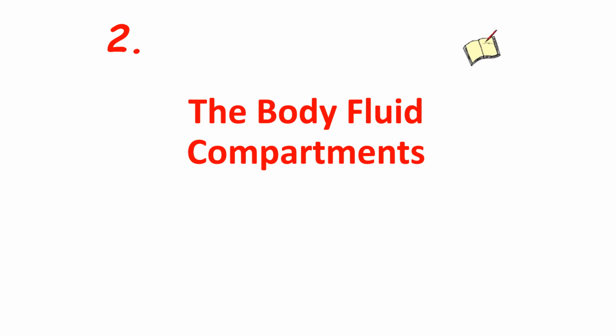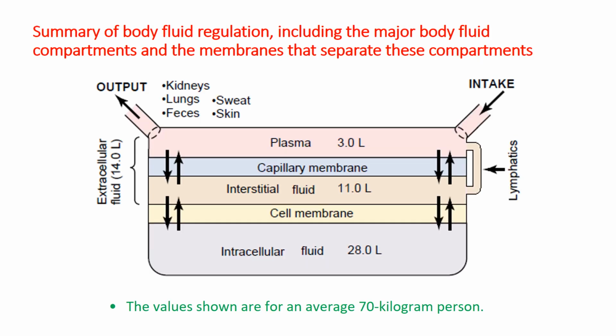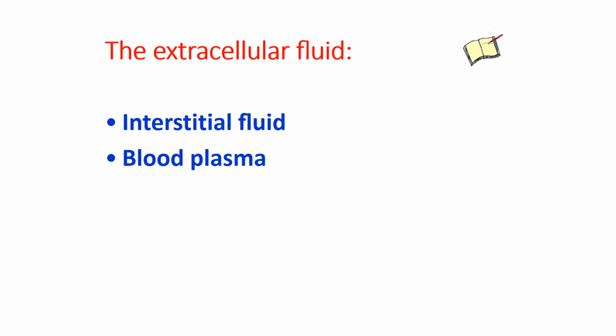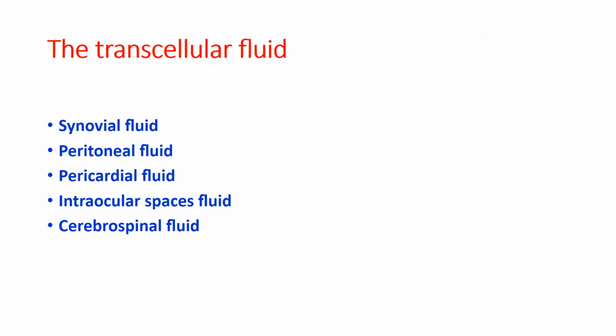The body fluid compartments. Summary of body fluid regulation, including the major body fluid compartments and the membranes that separate these compartments. The values shown are for an average 70 kg person. The total body fluid is distributed mainly between two compartments, the extracellular fluid and the intracellular fluid. The extracellular fluid is divided into the interstitial fluid and the blood plasma. There is another small compartment of fluid that is referred to as transcellular fluid. This compartment includes fluid in the synovial, peritoneal, pericardial, and intraocular spaces, as well as the cerebrospinal fluid. It is usually considered to be a specialized type of extracellular fluid, although in some cases, its composition may differ markedly from that of the plasma or interstitial fluid. All the transcellular fluids together constitute about 1 to 2 liters.